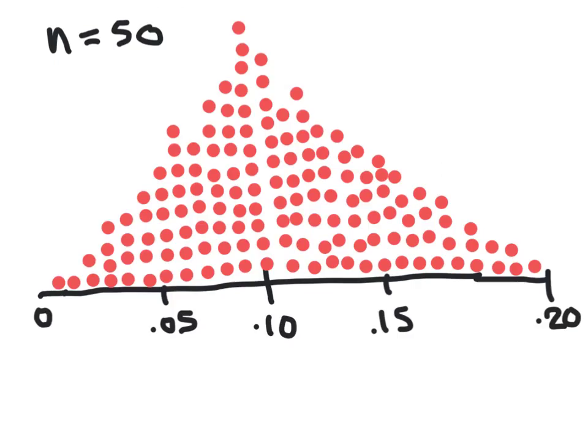Okay, so let's consider this. Stay with me on this. We've got a sample size of 50, so each one of these dots represents 50 students. Now, this is a computer generated dot plot. If the 10% was true, this is what it might look like.